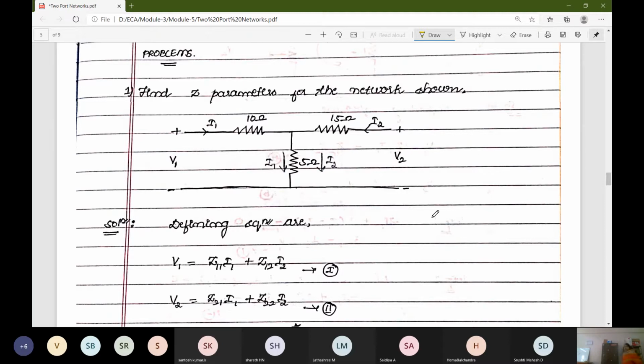To find the Z parameters for the network shown, they have given a network here which has a 10 ohm resistor, 15 ohm resistor and 5 ohm resistor, and we have V1 and I1 and V2 and I2.